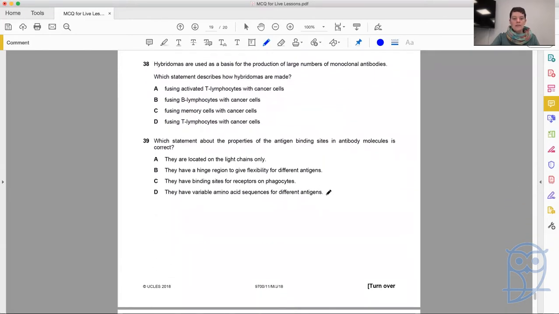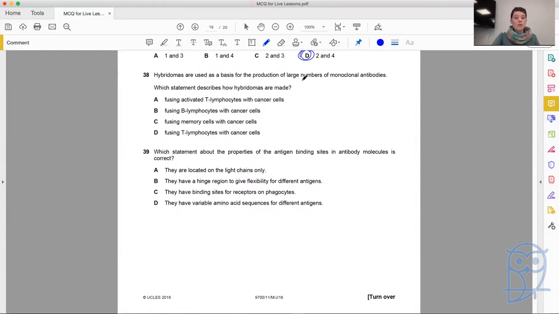Question 38. Hybridomas are used as a basis for the production of large numbers of monoclonal antibodies. Which statement describes how hybridomas are made? So we don't look at the answers. We go back to hybridomas, and what are they? They are cells that produce antibodies and divide so that we can get even more antibodies.